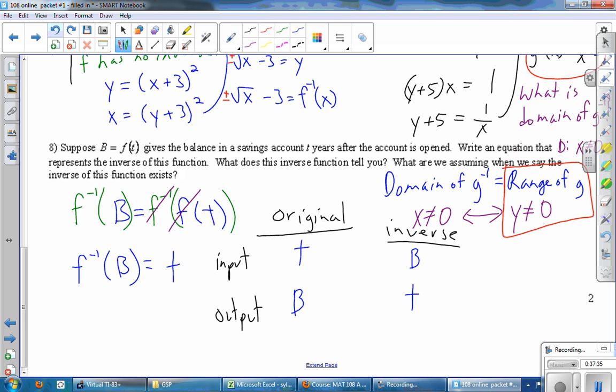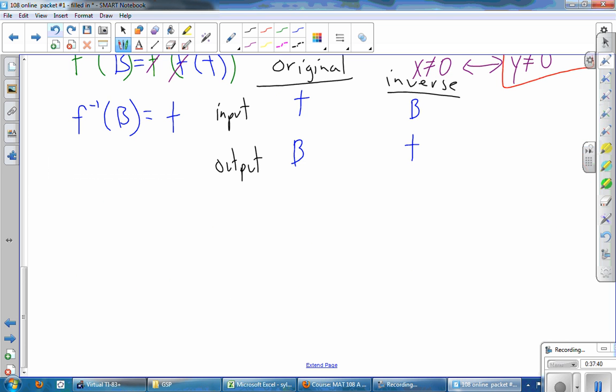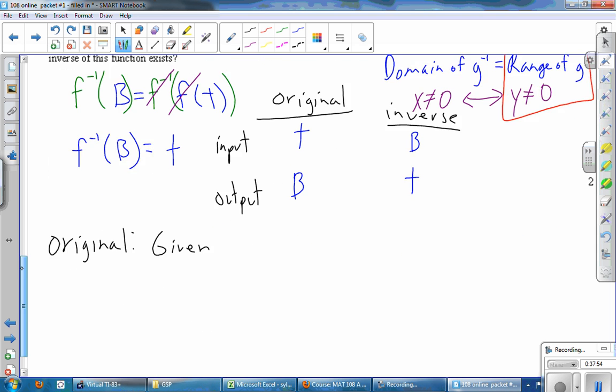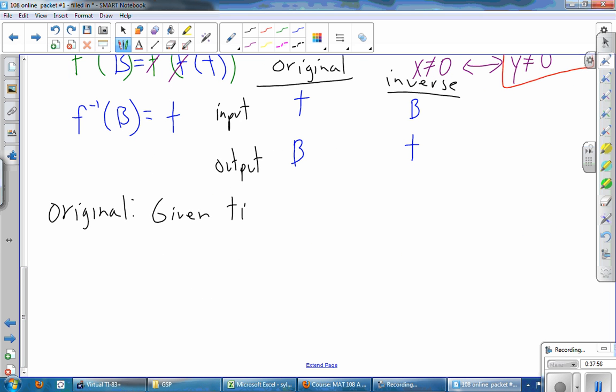So let's see if we can write a sentence for the original function, and then we'll write a sentence for the inverse function. So for the original, given input, the given was the t, and t was measuring time. It's the balance in a savings account t years after the account is opened. So given a certain amount of time after the account is open, the output of the function is the balance in the account.